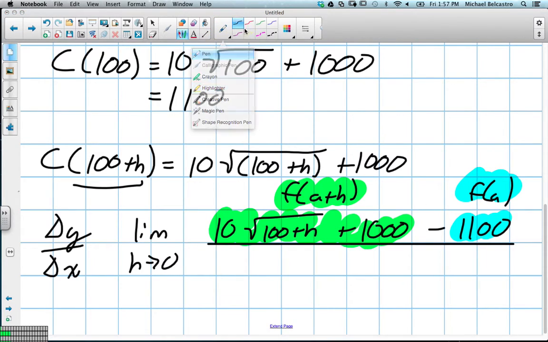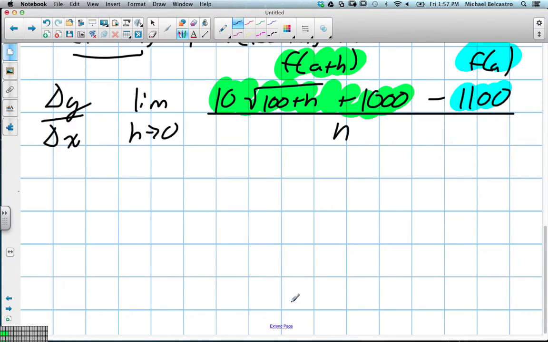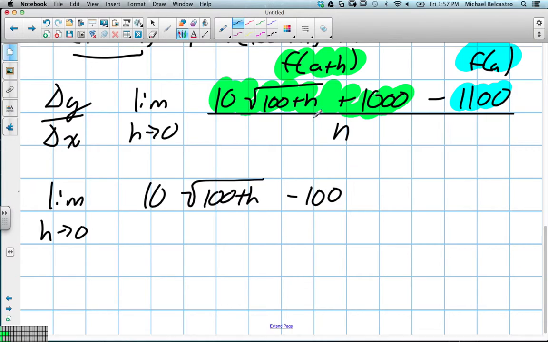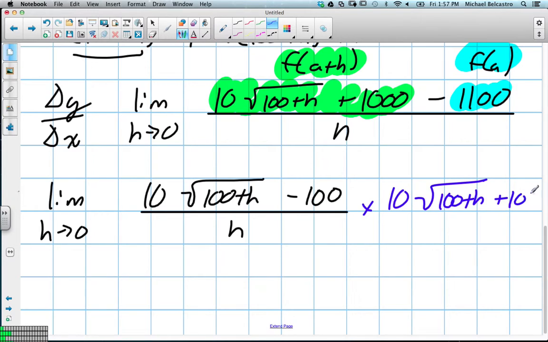So we can simplify what's on top, and then we'll have to do some rationalizing. We get the limit as h approaches 0 to be 10 root 100 plus h minus 100, all over h. Now this one being a little different than before, we're going to rationalize it. We're going to be multiplying this by 10 root 100 plus h plus 100. Remember, we use the opposite operation. We're going to do that on both the top and the bottom.